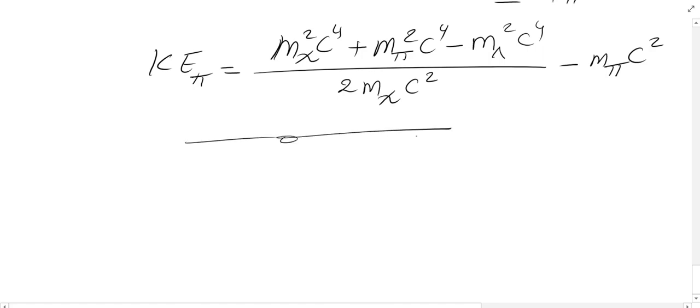Problem 49. It's similar to the previous problem, except the starting point in here for this problem is a little bit different. So it says a particle moving in the x direction with kinetic energy 180 mega electron volts.